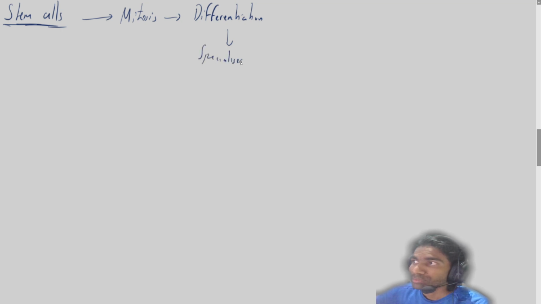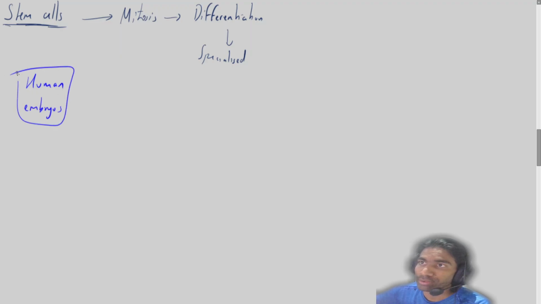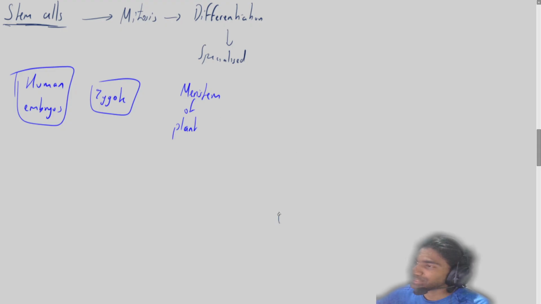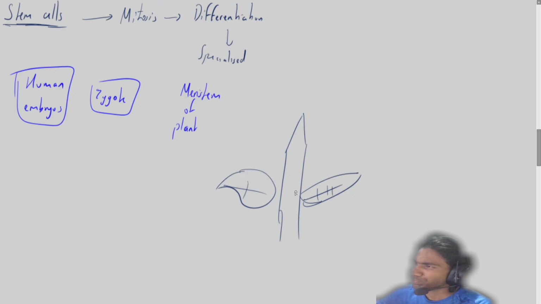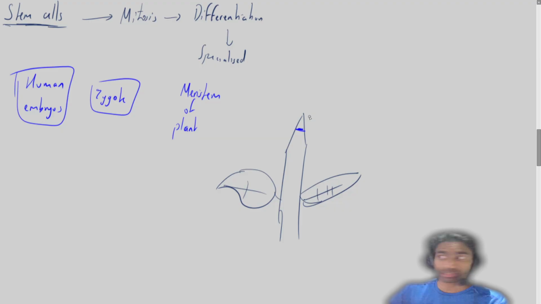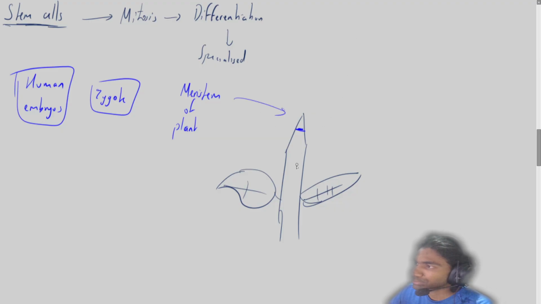Okay, now apart from this as well, remember that this takes place mainly in human embryos, or these cells are found in human embryos as well as in the zygote. Originally, that counts as a stem cell, and then it is also found in the meristem of plants. In case you're wondering what a meristem is, a meristem is the upper part of the shoot of a plant. So if you've got the plant where you've got the leaves growing here and so on, the tip part of the plant, which is growing the most in the shoot, that is what the meristem is.